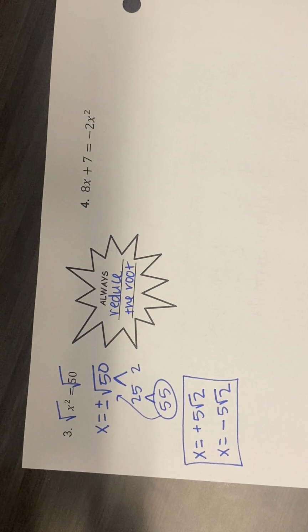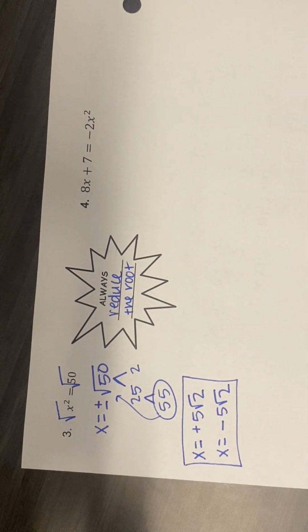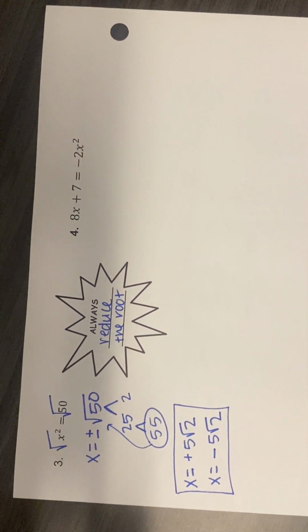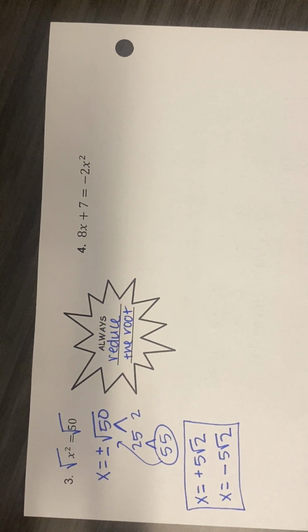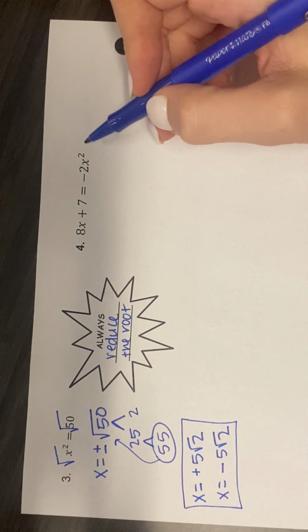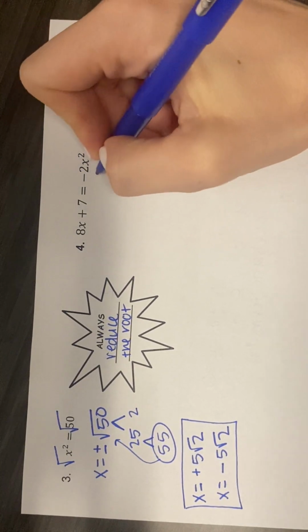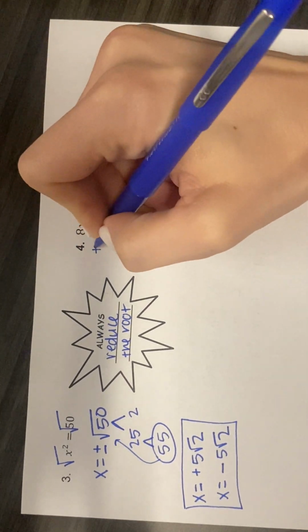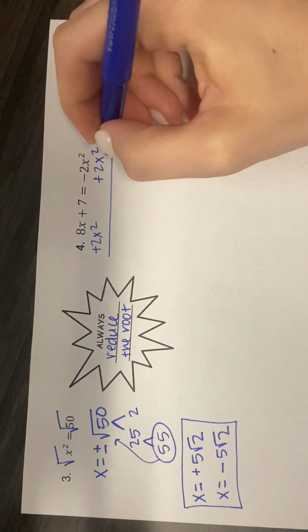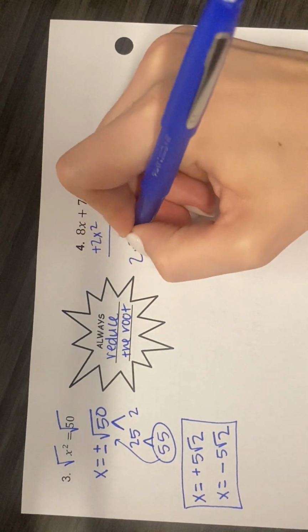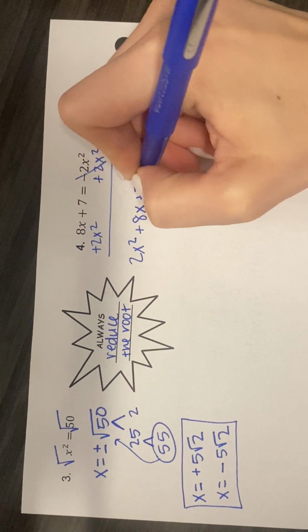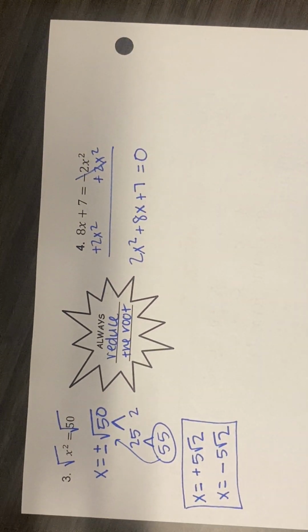Okay. I'm going to do one more with y'all, number 4, and then you'll do numbers 5 and 6 by yourself. If you do not finish it today, make sure that you finish it on Monday. Or if I have you Tuesday, you can finish it Tuesday. But I really think you should have time to do this. So for number 4, it has to be equal to 0. So negative 2x squared is on this left side, so I'm going to add 2x squared to both sides. So I get 2x squared plus 8x plus 7, and I'm going to set it equal to 0.